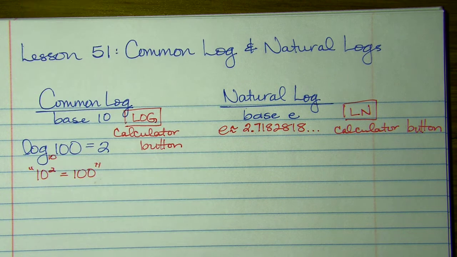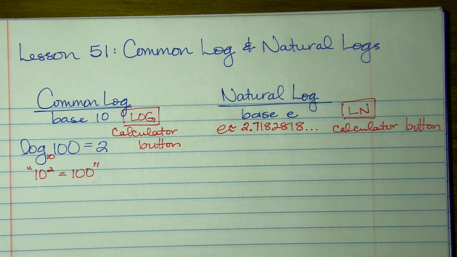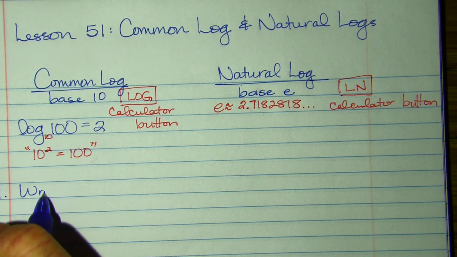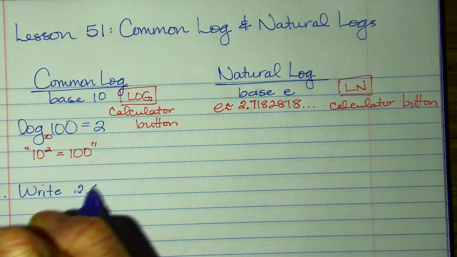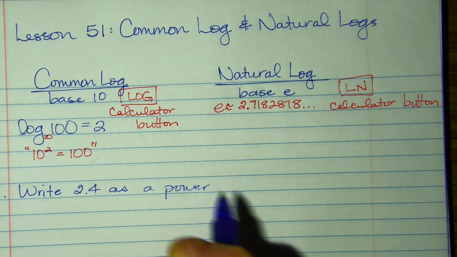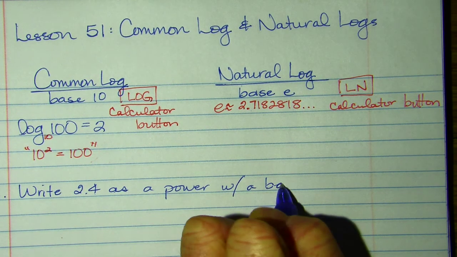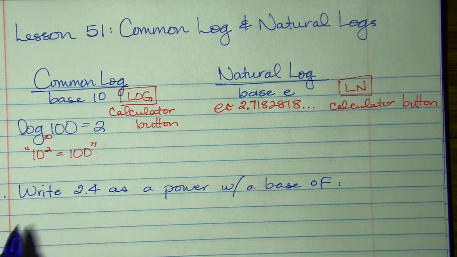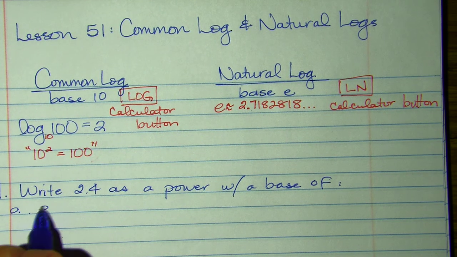So this section, though, is really simple, but you are going to need your calculator to evaluate all of it. So part number 1, write 2.4 as a power with a base of part A, e, and part B, 10.